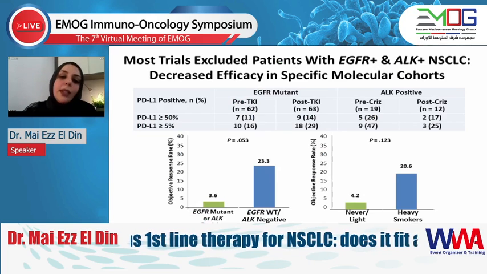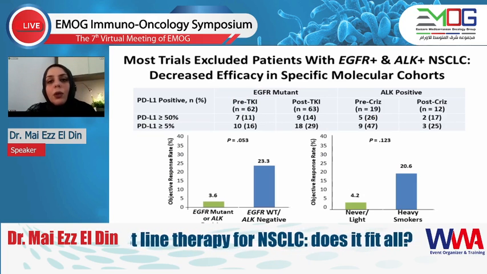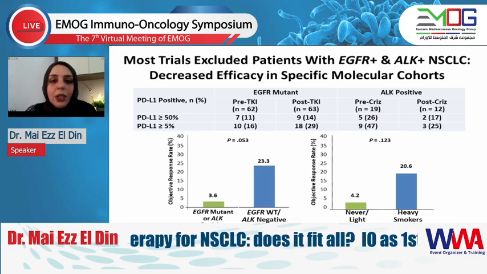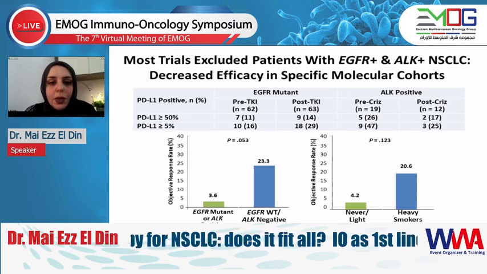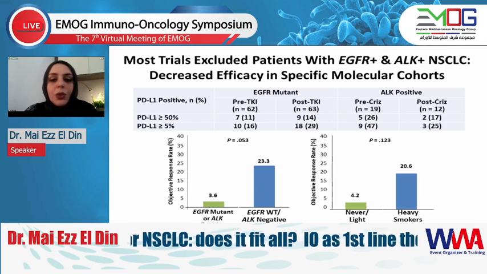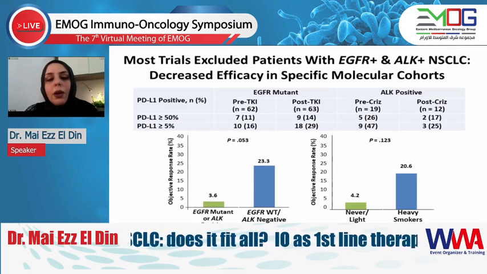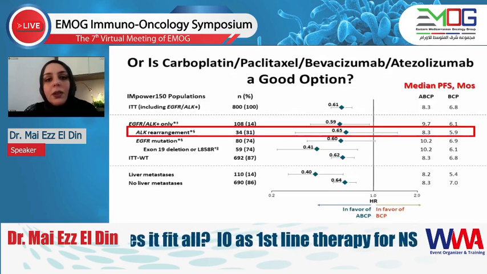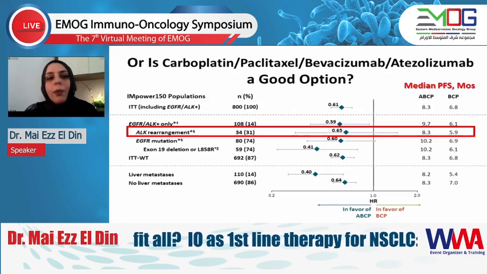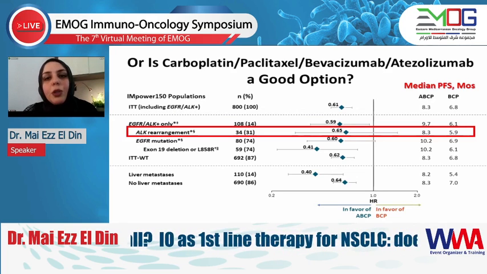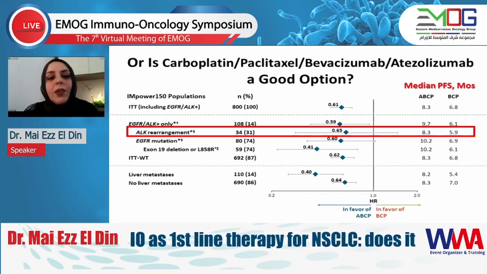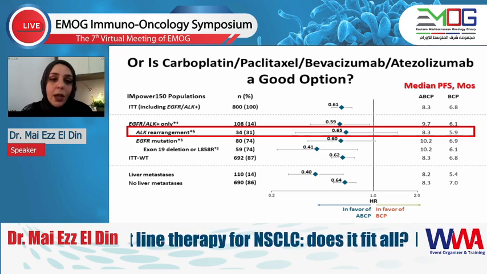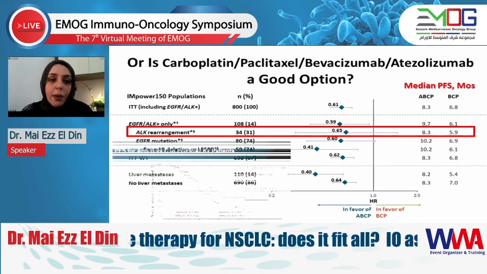We know that EGFR and ALK were usually excluded from most trials, except for the IMpower atezolizumab trials, because we know these patients do not respond that well to these treatments. Even if they do take them, they have more severe autoimmune adverse events. The regimen that did seem to have initial promise was the IMpower150 regimen with bevacizumab. As you can see, of the 800 patients, only 100 or so actually harbored the EGFR or ALK alterations, so we could hardly comment on them.